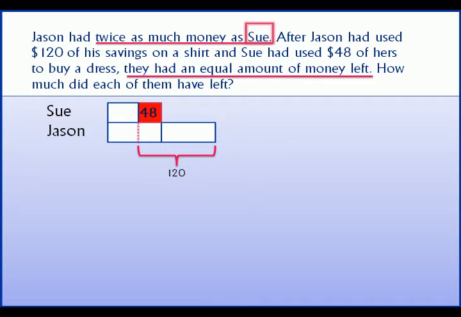Now, how did we know how to draw this $120? How big it is? It's because after Sue had spent and Jason had spent, they had an equal amount of money left. So, after Jason had spent $120, the amount of money that he had left should be equal to the amount of money that Sue had left.